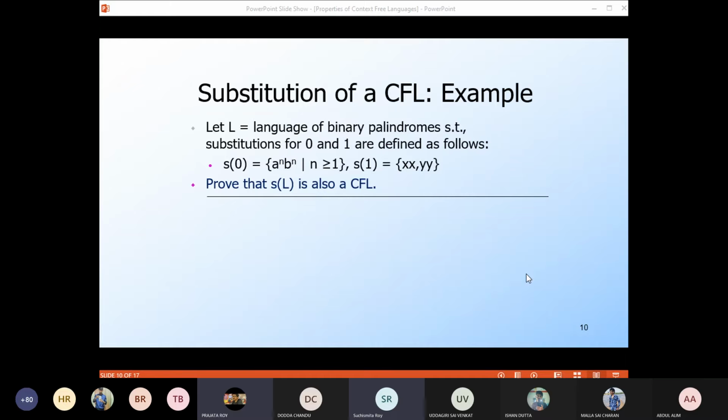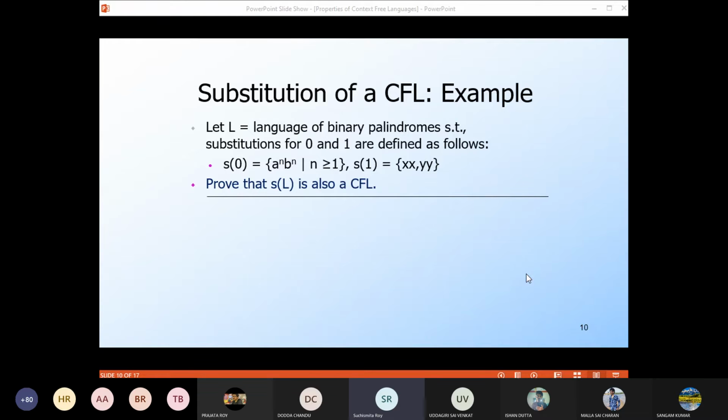What if you want to make it non-empty? Then remove the epsilon. But then how will you remove S? Oh, okay. Ma'am, S goes to 0S0, S goes to 1S1, S goes to 0, S goes to 1. It should be 0S0 or 1S1 or 0 or 1. So you are permitting strings of size 1 or more.